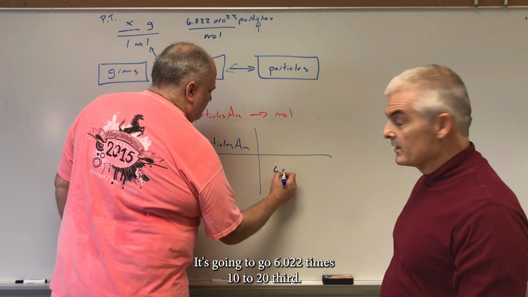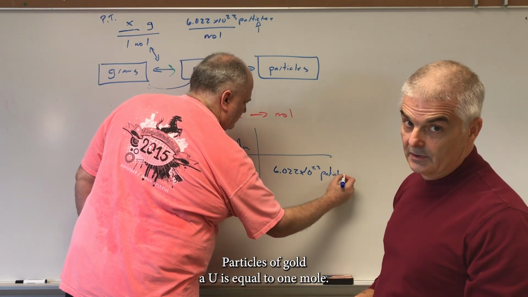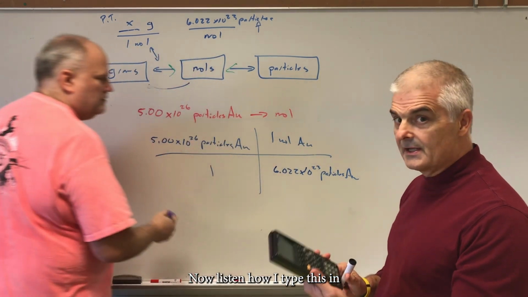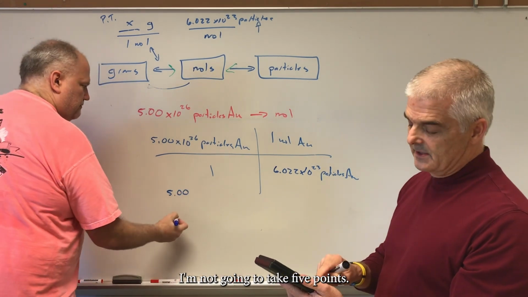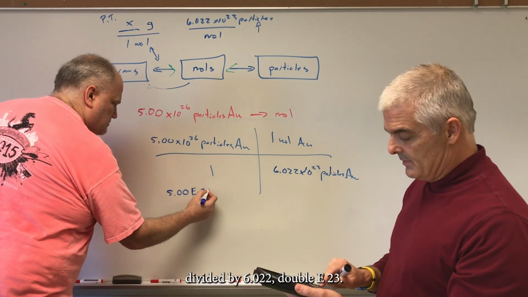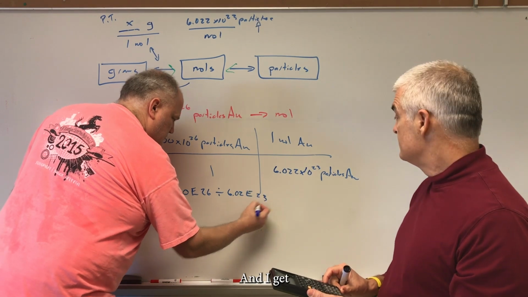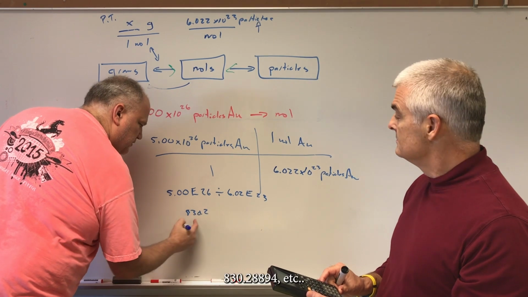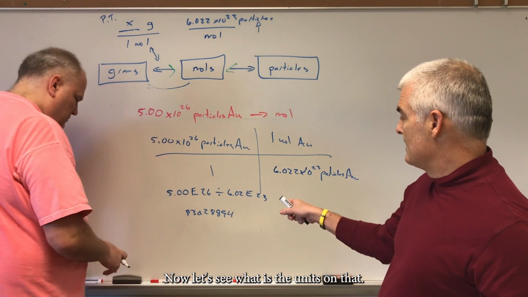So we're going to go 6.022 times 10 to the 23rd particles of gold, AU, is equal to 1 mole of AU. Now, on my calculator, listen how I type this in. I'm going to take 5, because it's 5.00, I'm not going to take 5.00. E, I hit the double E button. 26 divided by 6.022 double E 23. And I get 830.28894, etc.